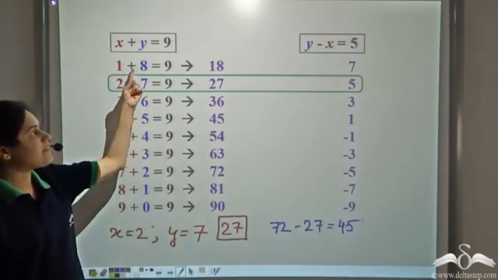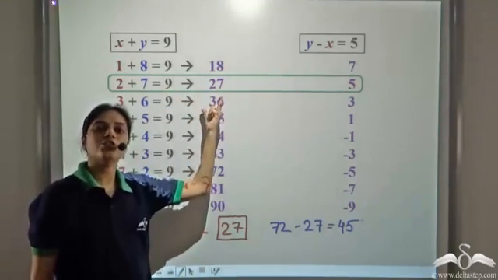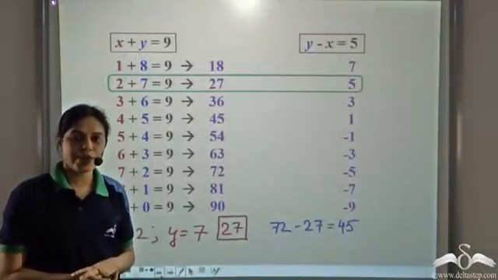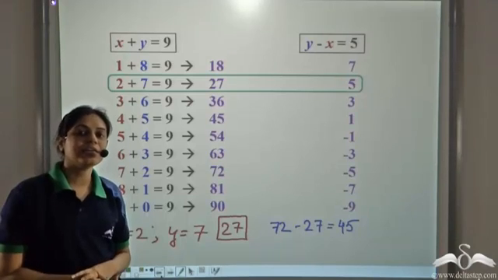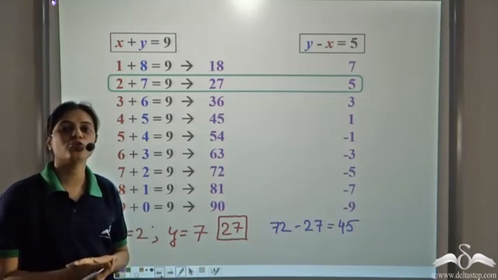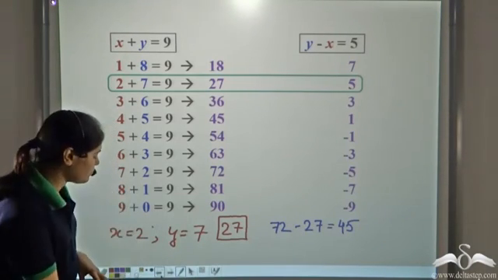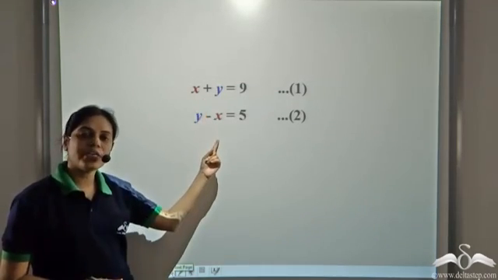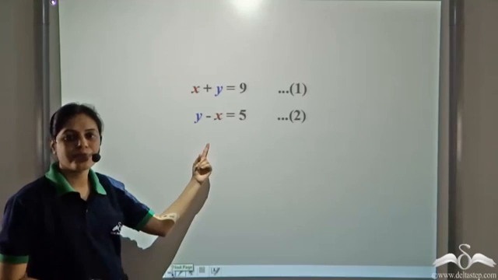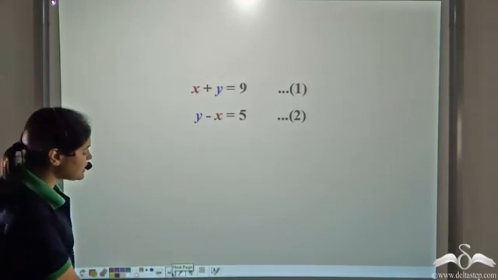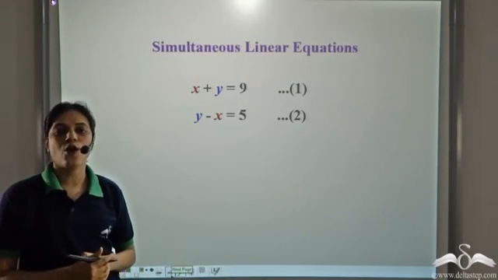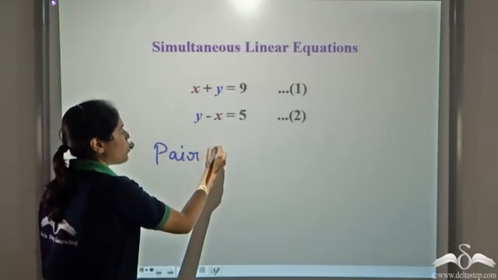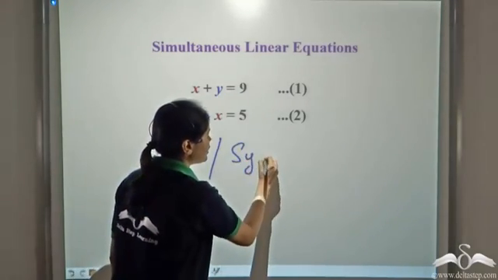So if we have two linear equations in two variables, we get a unique solution. So when you have two variables, you require at least two equations to get a unique solution. Now, these are two linear equations in two variables. We call them simultaneous linear equations, or a pair of linear equations, or a system of linear equations.